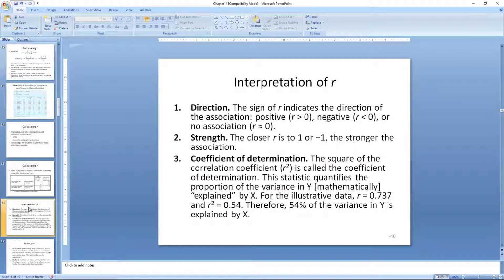So, interpretation of the r value: direction. Remember, the sign of r indicates the direction of the association, whether positive, negative, or no association. The closer r is to 1 or -1, the stronger the association.